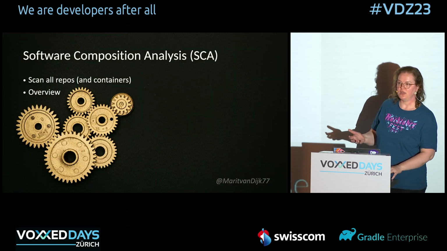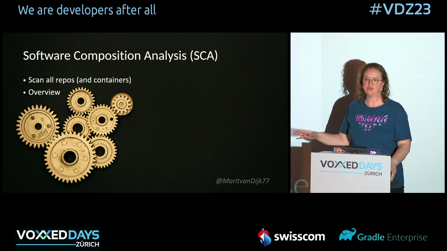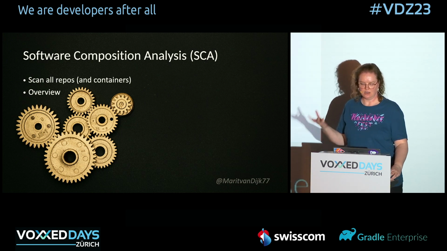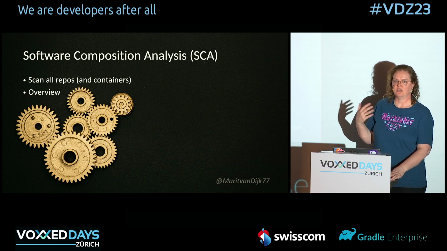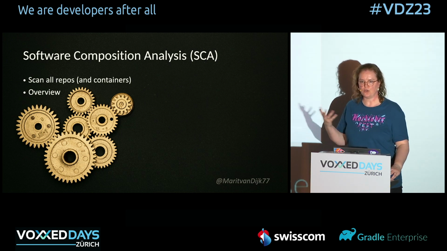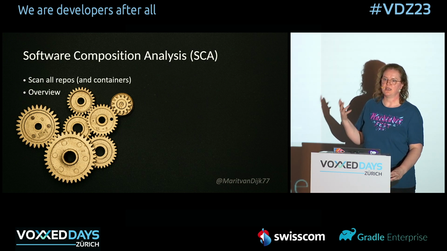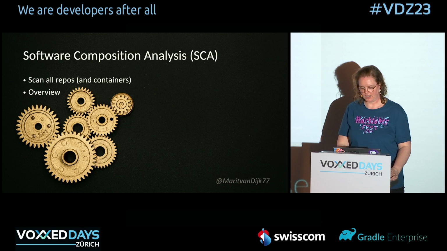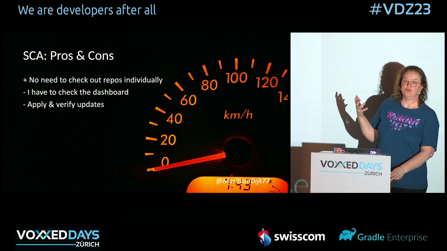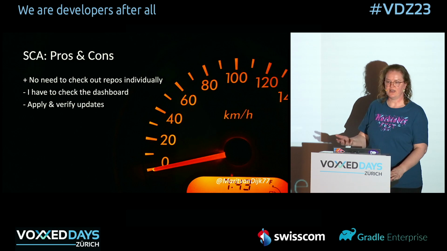So hopefully your company will have some kind of software composition analysis tool that will scan all of the repositories and tell you which ones have vulnerabilities inside. There are a lot of options for this, and as developers, unfortunately, we don't always have control of which ones the company will use, so I'm not going to go into all of them. But if your company is not using anything like this, then talk to your security department and ask about it. The upside here is that you don't have to go and check out all of your individual repositories, but the downside is you do still have to check the dashboard.